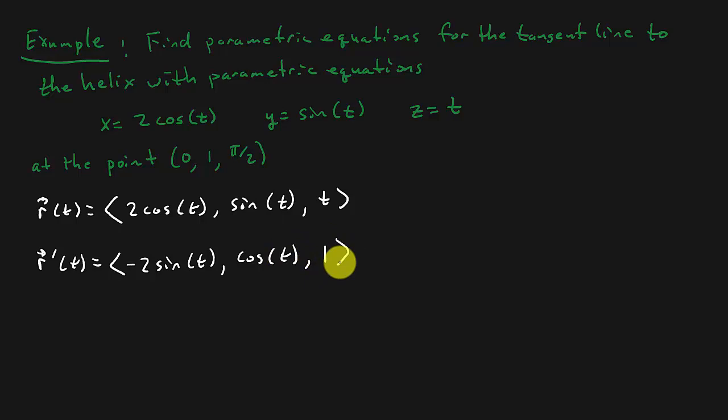All right. Now we want to write the parametric equations for the tangent line at this point right here. So from this we can see that t is equal to pi over 2. Remember, this point here is x, y, z. And what does z equal? z is equal to t. So that tells us that t is pi over 2. All right. And so now we have r prime of pi over 2.